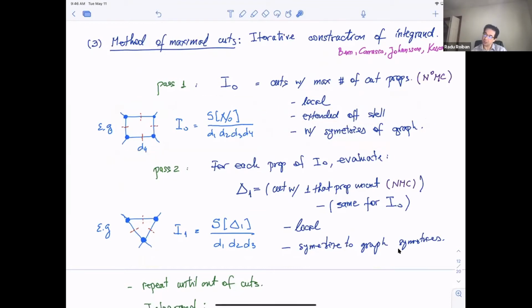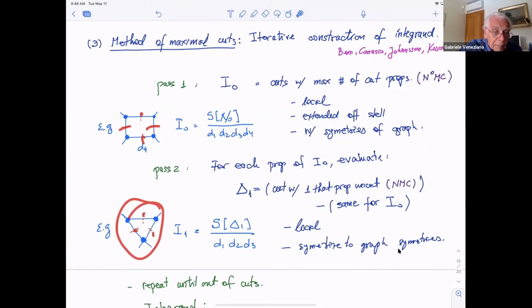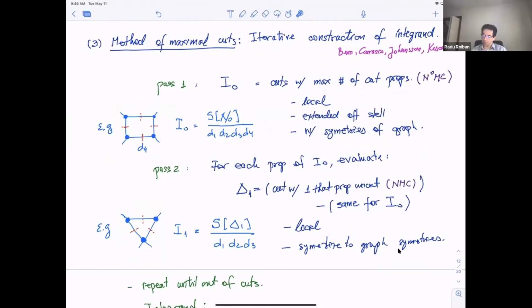At the next pass, one looks for slightly weaker poles, in this case a 3-particle pole, and compares the result of the actual cut calculation with the cut of the result of step 0, and then one constructs the difference, which is by definition local, and then one symmetrizes it again and constructs this object. Take this, push it off shell, put it on top of the corresponding poles, and that's iteration number 2.